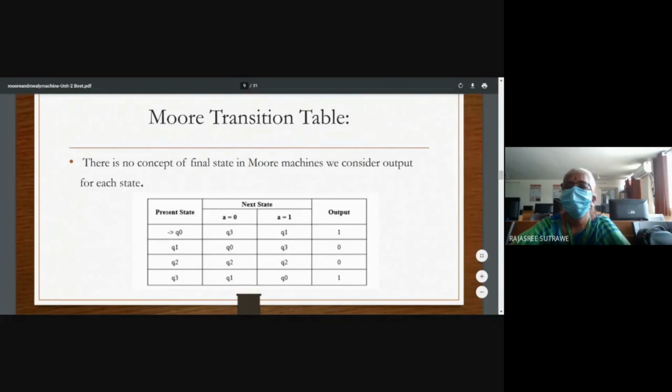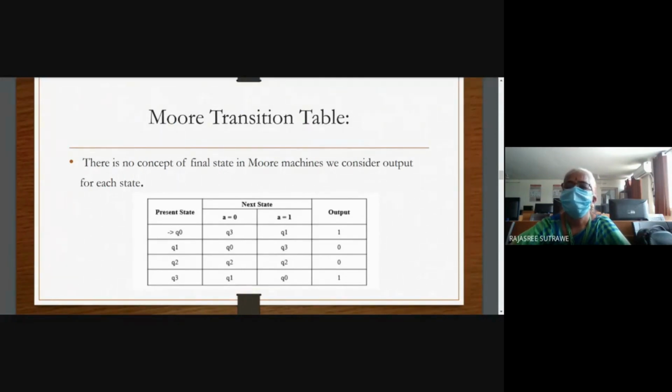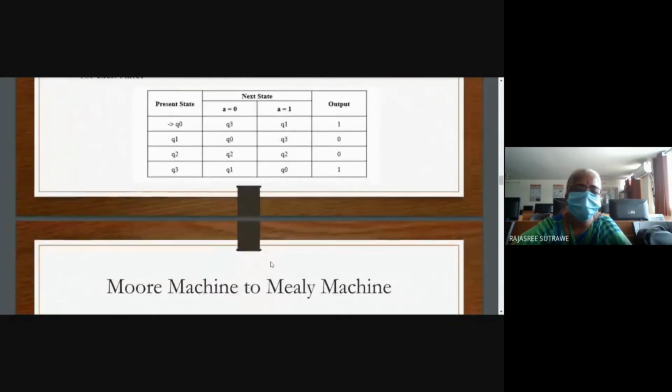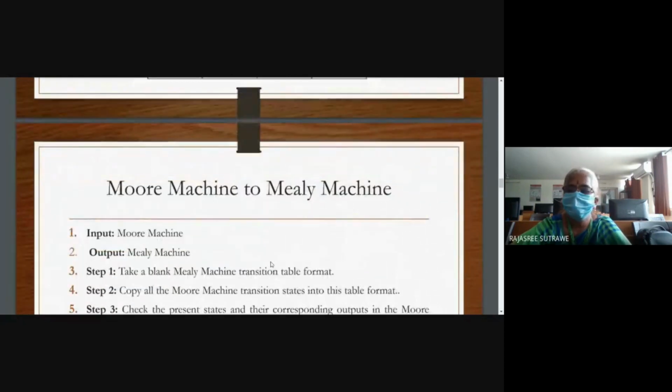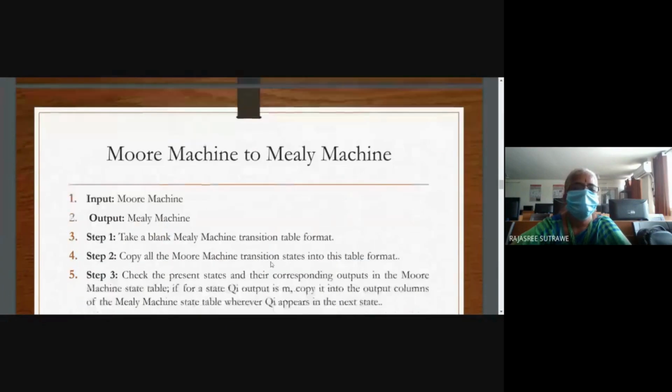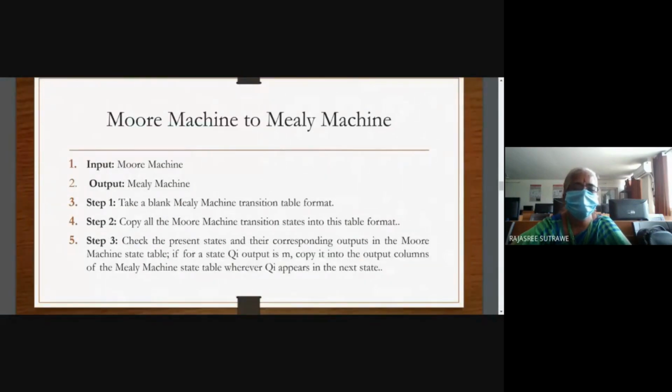So we increase this a little bit. Let me go for converting from one machine to another machine. We'll see Moore machine converted to Mealy machine. So what we do here is our input is the Moore machine, and the output is the Mealy machine. We take a blank Mealy machine transition table because we are converting to a Mealy machine. So I will take here a Mealy machine transition table. Let me take one example.